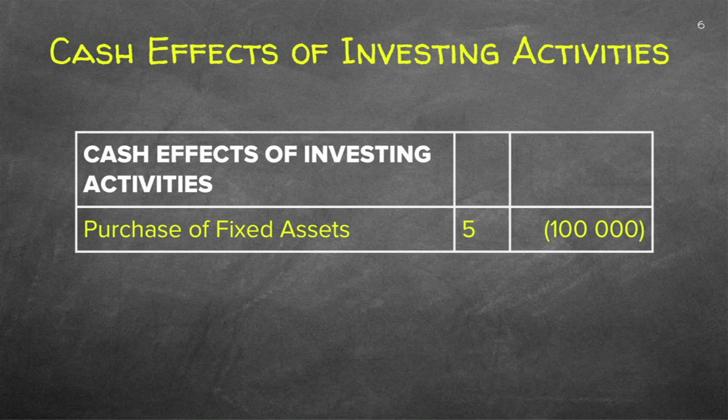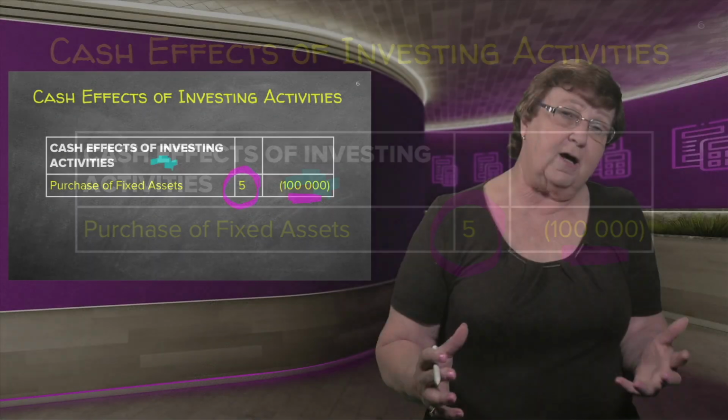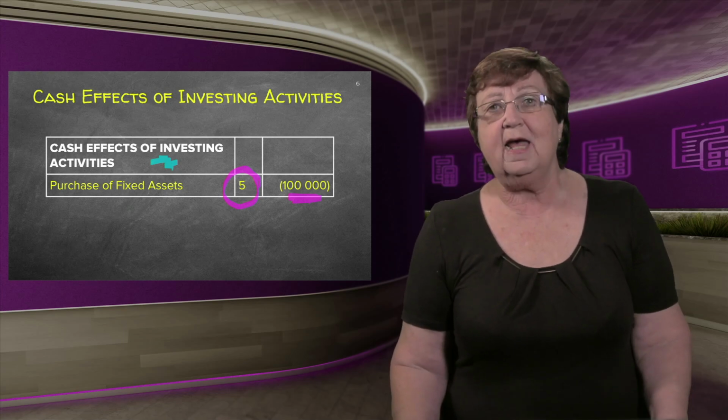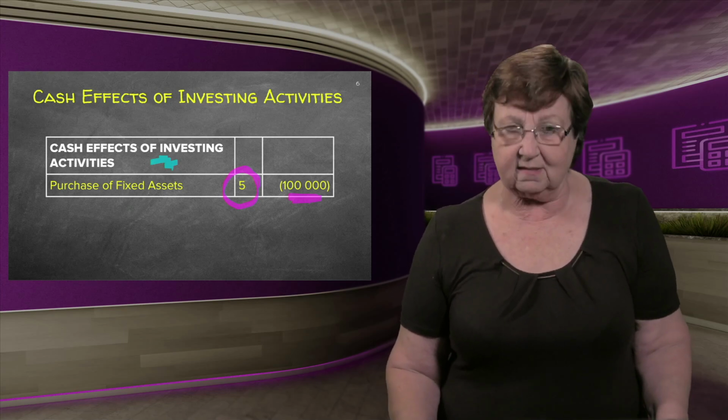So let's have a look at our cash flow statement. So I've got cash effects of investing activities, and we have the purchase of fixed assets. Please note, there's note number 5. And if we've purchased tangible assets, money has obviously flowed out, hence the amount is in brackets. So that's the first part of information that we would put into the section investing activities.